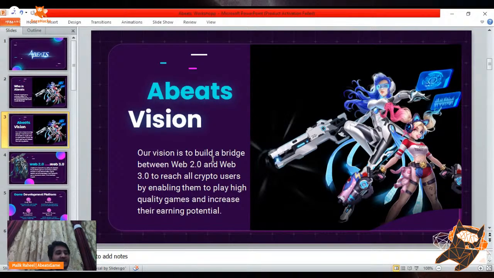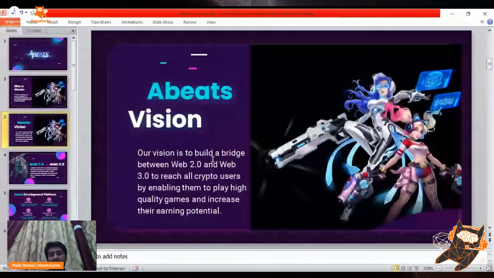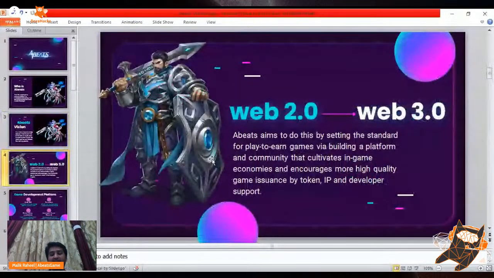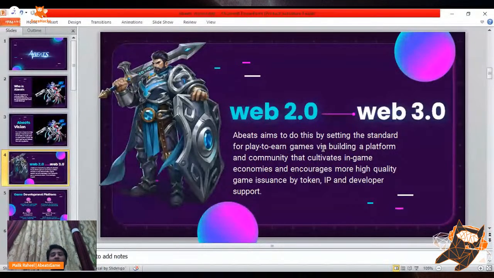Abits aims to do this by setting the standards for play-to-earn games while building a platform and community that cultivates in-game economies. It will increase their earning potential and give them impetus to access the most convenient, highly animated, high quality game assets. Abits also aims to do this by providing IP and developer support. We will be providing developer support to other game developers.